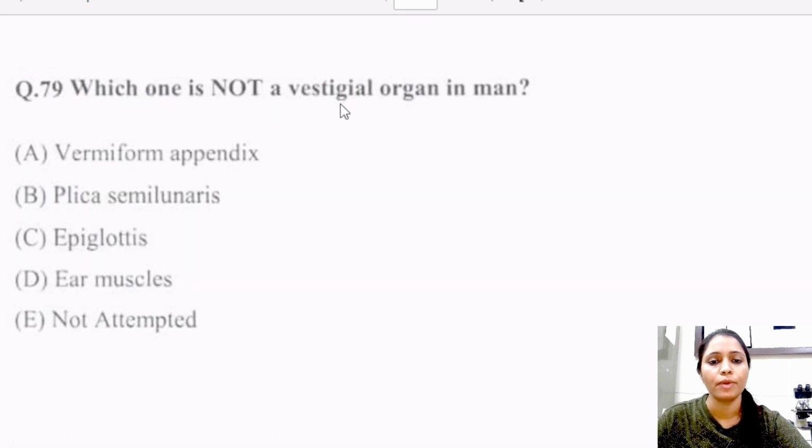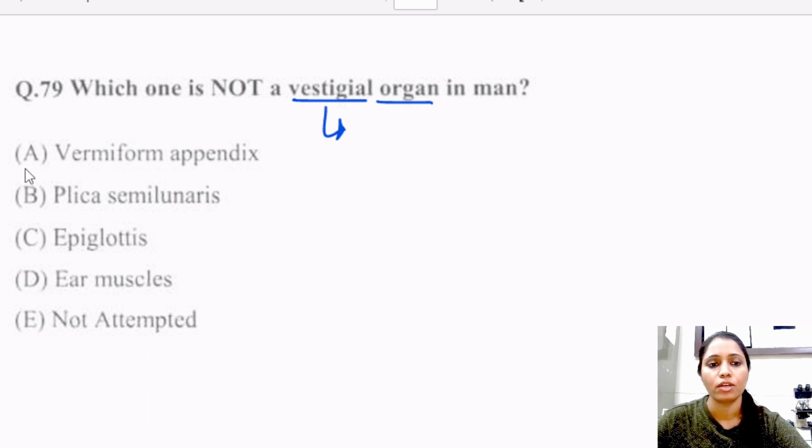This question is from Animal Physiology. Which one is not a vestigial organ in men? So there are some vestigial organs present in human beings. What are vestigial organs? These are organs which lost their original function through evolution, but still exist in a reduced or non-functional form. So this is the definition of vestigial organ.